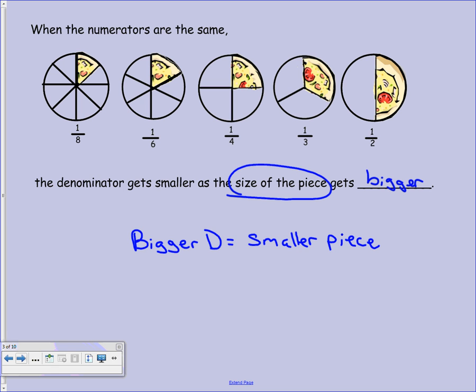If you look at, so look at, 1/2 and 1/8. Bigger denominator here, but look at the size of that piece. That piece is very small. As opposed to over here, we have a smaller denominator. It's a big old piece. It's called an inverse relationship.